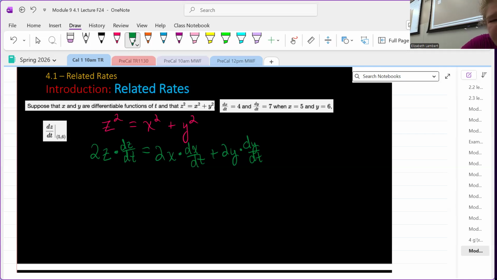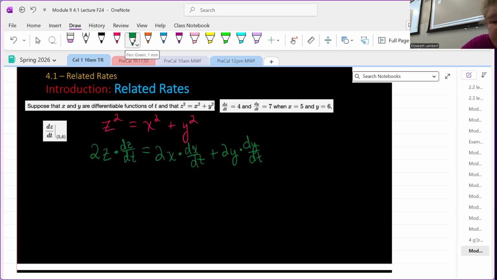So when I look at the information they told me, they gave me dx dt and dy dt, and they gave me x and y. So everything on the right side of the equation, I have something to substitute. But on the left side of the equation, I have 2z times dz dt. So this 2z, I need to know what z is in order to solve for what dz dt is.